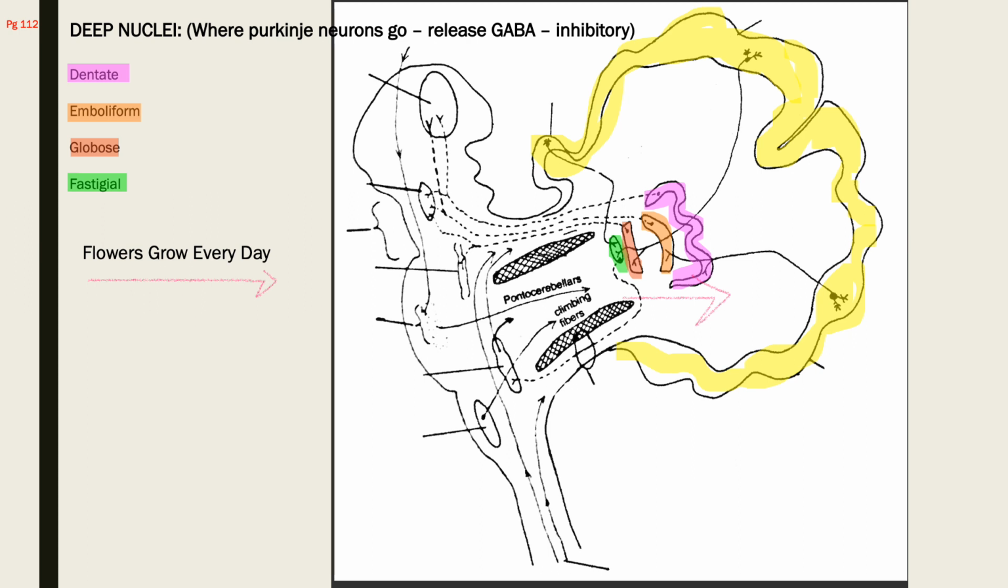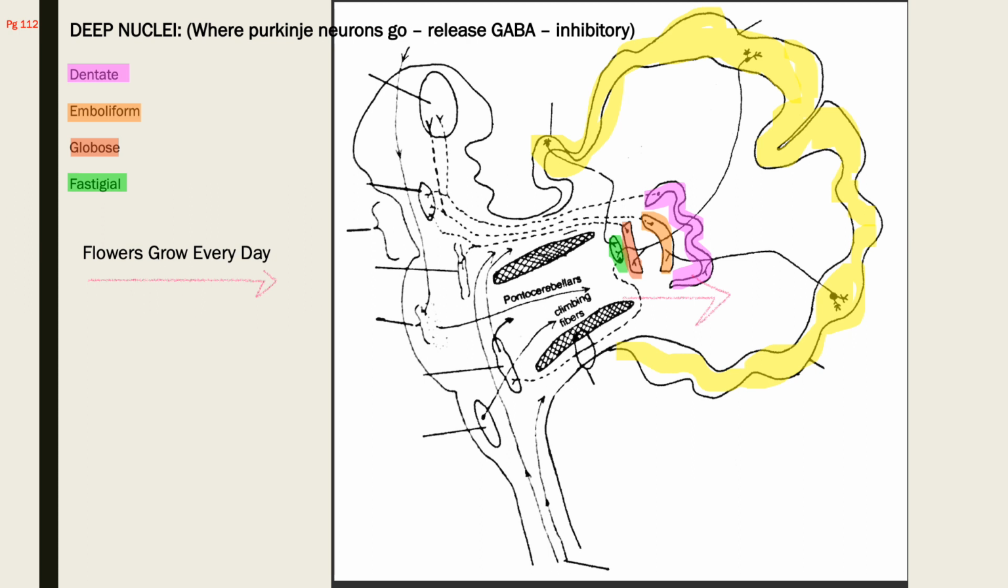So you look and you see from the outside of the cerebellum, or the cortex, I have it highlighted in yellow, that's where the Purkinje neurons are leaving, and they're going to the deep nuclei from there. They're releasing GABA, which is inhibitory. I know I've said it like a million times by now, but it's super important that you know it's releasing GABA, and that's inhibitory on the deep nuclei.